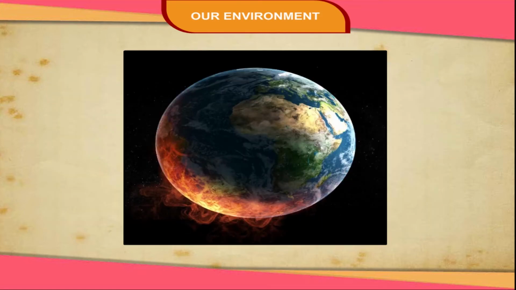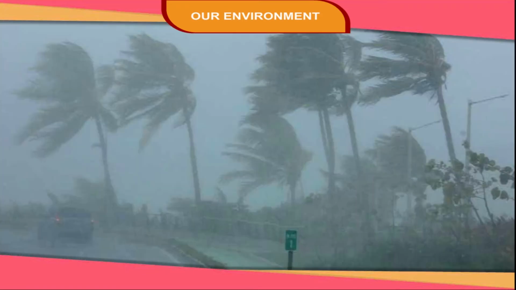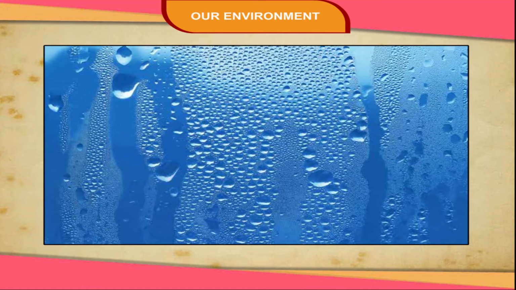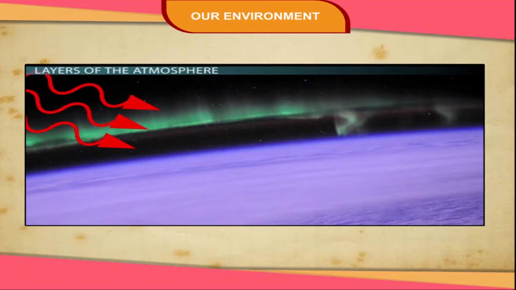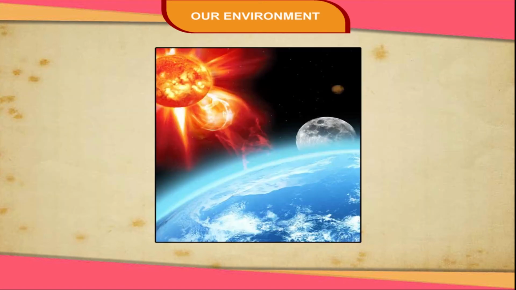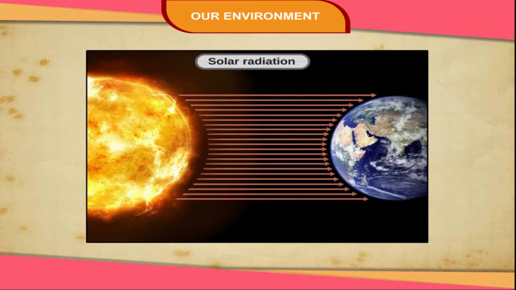The elements of the environment, such as temperature, rainfall, winds, humidity, etc., combine to produce weather and climate, which affect natural processes. The atmosphere has several layers, each having distinct properties and utility. Atmosphere protects us from scorching heat and ultraviolet radiations of the sun.